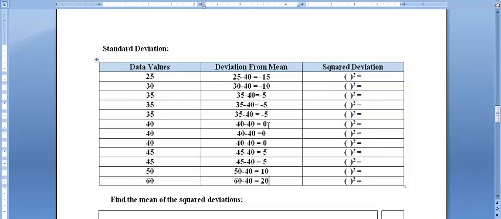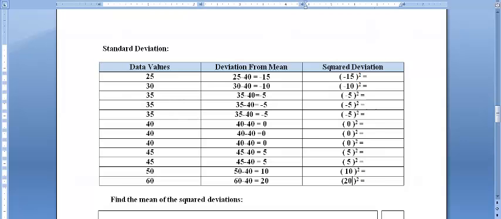Now we take these data values that we got in our deviation from the mean column and put them into the squared deviation column. So I take my negative 15 and put it in parentheses. That way I know to do negative 15 times the negative 15. Then I take the negative 10, put it inside my parentheses with a square. I put my negative 5 in my parentheses and square that, and my other negative 5 and square that, and just all the way down.